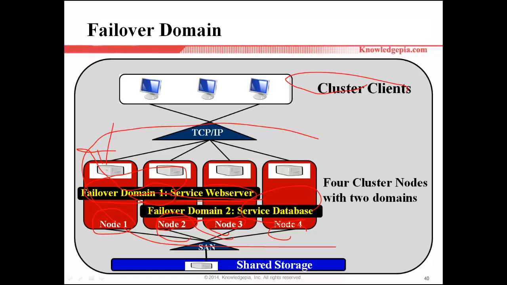For example, if node 1 fails to supply the web server, then this service will fail over to node 2 or node 3, but node 4 cannot, because node 4 does not belong to failover domain 1. And the database will only work inside node 2, node 3, and node 4, because these three nodes belong to failover domain 2.